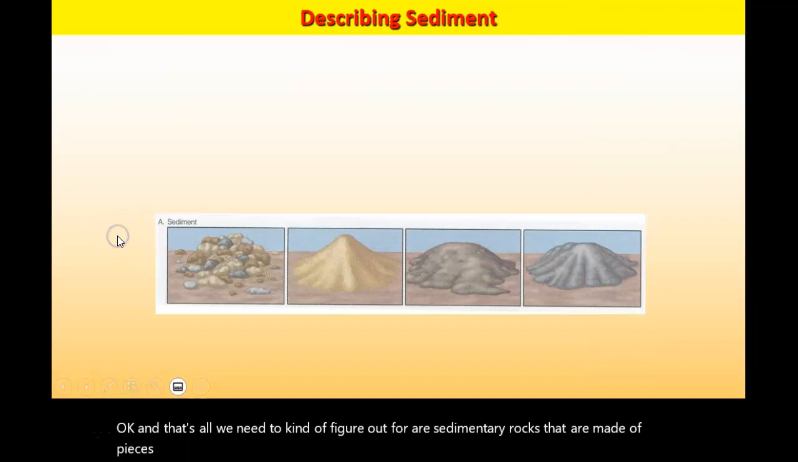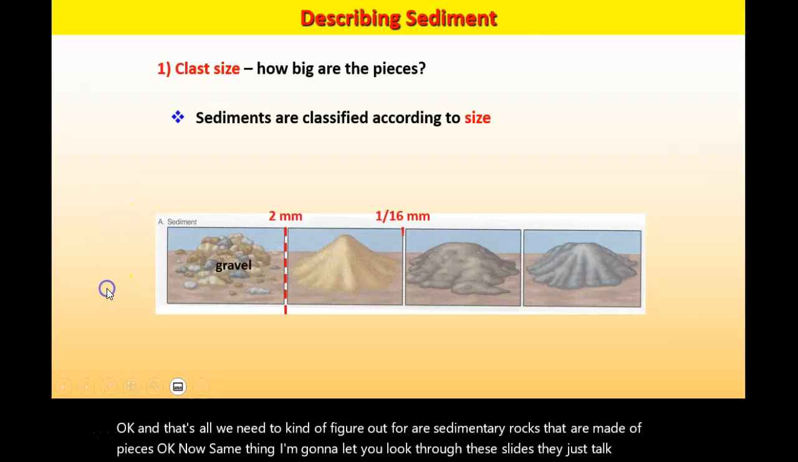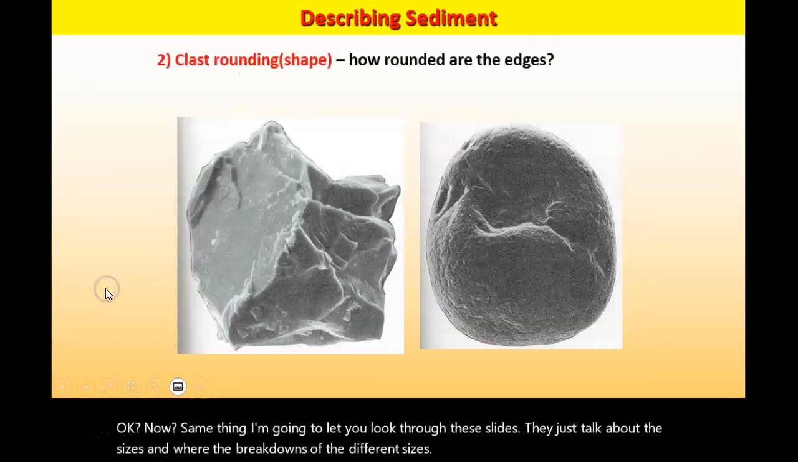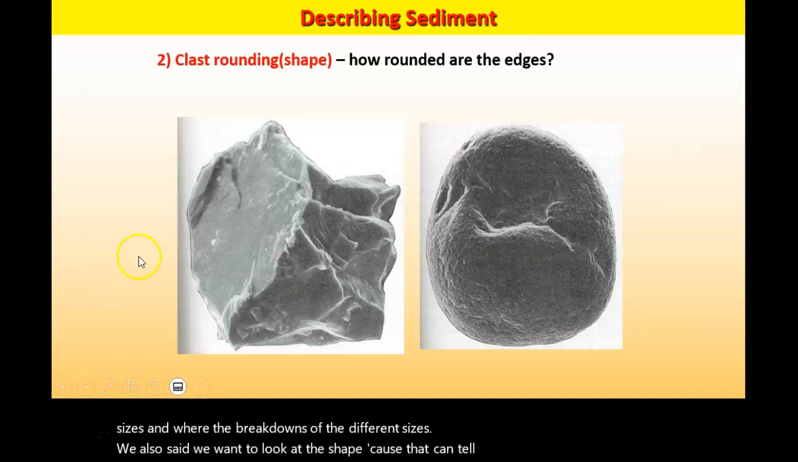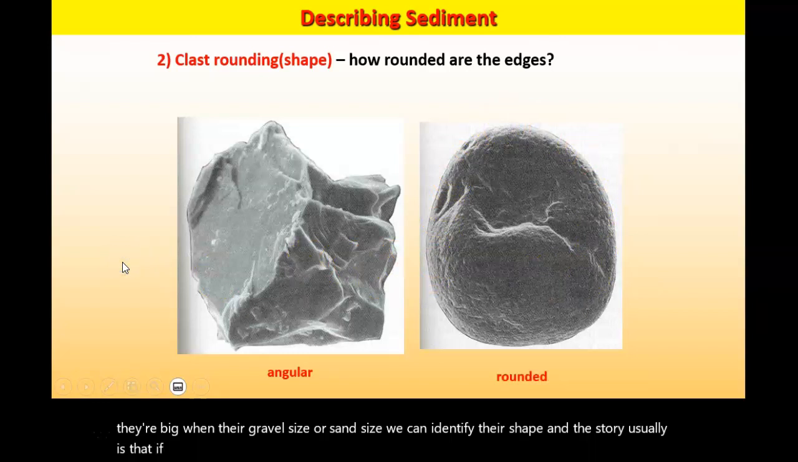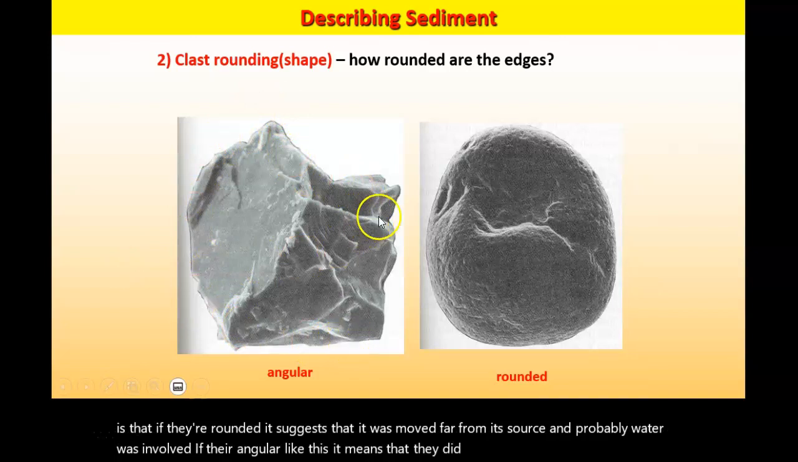Okay, now same thing. I'm going to let you look through these slides. They just talk about the sizes and where the breakdowns of the different sizes. We also said we want to look at their shape because that can tell us something. So only when they're big, when they're gravel size or sand size, we can identify their shape. And the story usually is that if they're rounded, it suggests that it was moved far from its source and probably water was involved. If they're angular like this, it means that they did not travel very far, because if they did, these sharp edges would have been worn away.